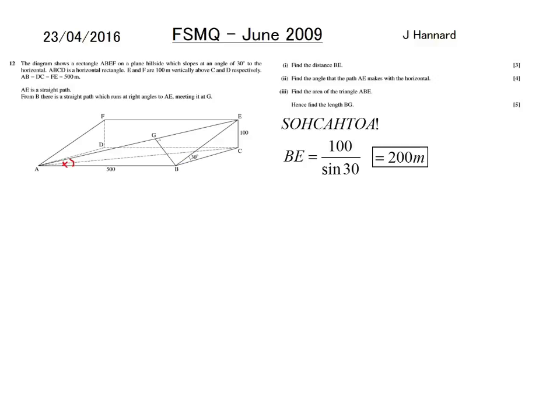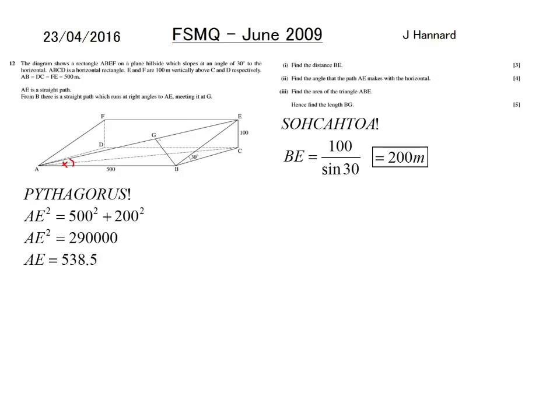Right. Well then, we're just going to say Pythagoras because we want the length of it, and then we can do SOHCAHTOA again. So AE squared equals 500 squared add 200 squared. AE squared equals 290,000. So AE must be 538.5. There's the 500, and the 200 I just worked out is the BE. Sin A equals opposite over hypotenuse, so it's 100 over 538.5. So A equals 10.7 degrees.